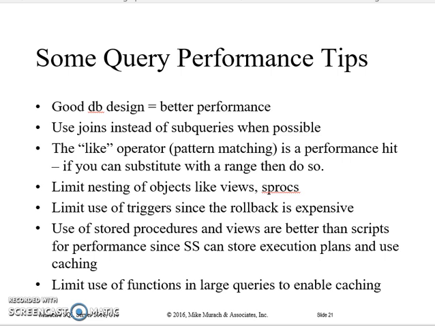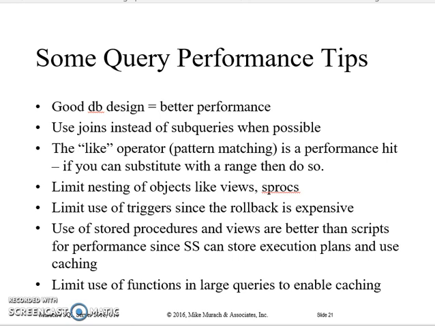First of all, here are some query performance tips. Good database design equals better performance. It should seem self-explanatory, but it's true. And if you have a choice between using a join or a subquery, use a join. And the LIKE operator, when you're pattern matching, is a performance hit. So if you're looking for dates or a particular year, use a range if you can. Limit nesting of objects. Limit use of triggers, since the rollback can be expensive.